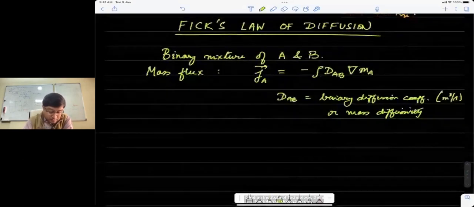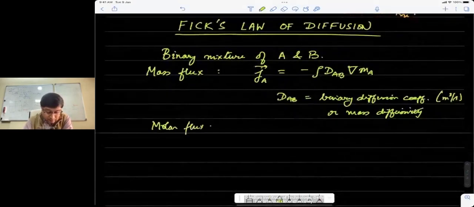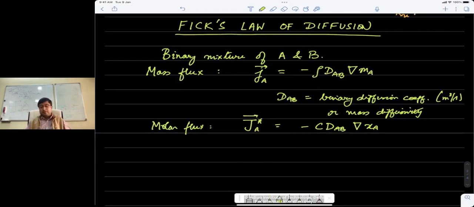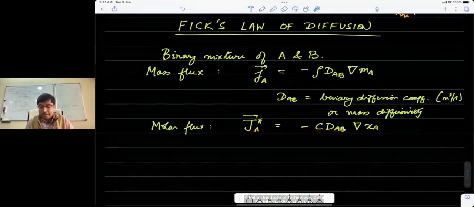Similar to mass flux, we can also write molar flux. Fick's law will also be applicable here. So for molar flux, we will use the symbol capital J with a star. That's what your book also uses. So the molar flux is minus C times DAB times the gradient of xA. So Fick's law is saying that the molar flux will be proportional to the gradient of the mole fraction. For a binary mixture, you can even think of it this way: C is the total concentration, which is the sum of two constituents. So if C is constant, let's say the total concentration is constant, this becomes JA star equal to minus DAB times the gradient of CA.